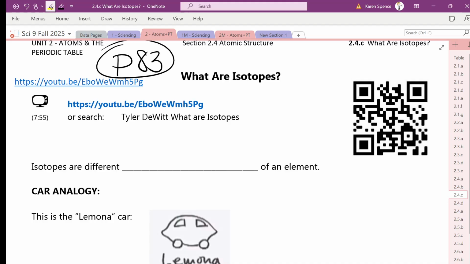Isotopes are different versions of an... Ooh, look at you go. Yes, sure. Just sign out. Okay, here we go.